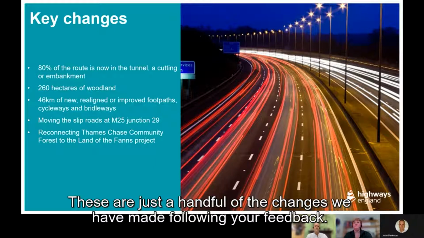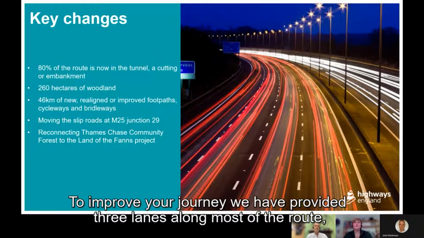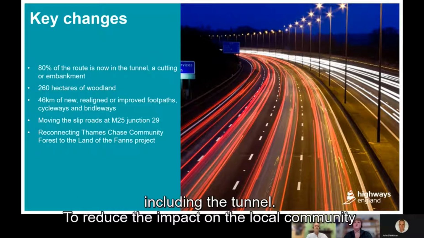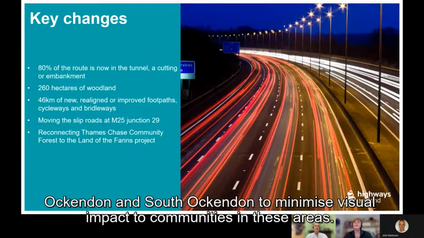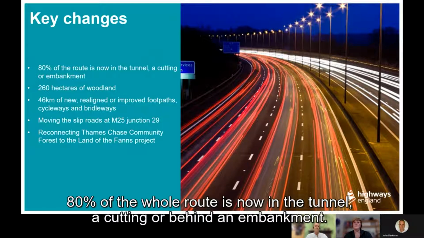These are just a handful of the changes we have made following your feedback. To improve your journey, we have provided three lanes along most of the route, including the tunnel. To reduce the impact on local communities, we have lowered the height of the road between North Ockenden and South Ockenden to minimise visual impact to communities in these areas. 80% of the whole route is now in the tunnel, a cutting, or behind an embankment.